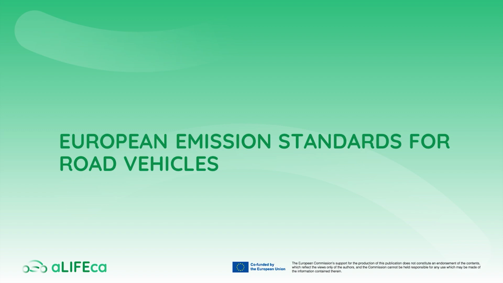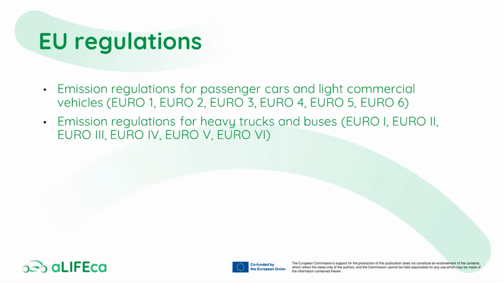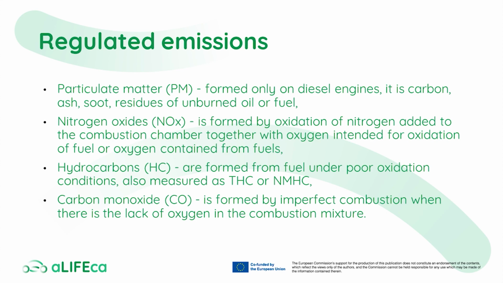Later, the directives were changed to EU regulations. EU regulations are divided into 2 basic groups. First group is represented by emission regulations for passenger cars and light commercial vehicles. They started as Euro 1, continued as Euro 2, Euro 3, Euro 4, Euro 5, and nowadays Euro 6 is valid. Second group is represented by emission regulations for heavy trucks and buses from Euro 1 to Euro 6, that is valid nowadays. Regulated emissions include particulate matter, nitrogen oxides, hydrocarbons, and carbon monoxide.